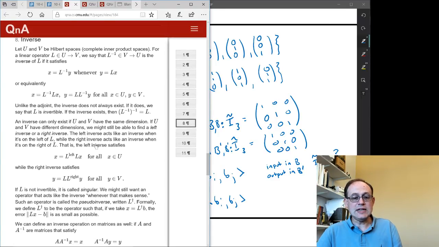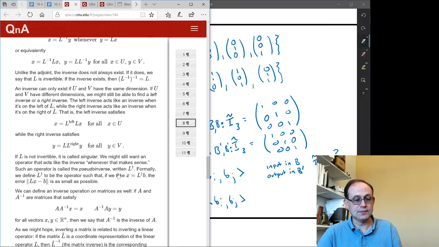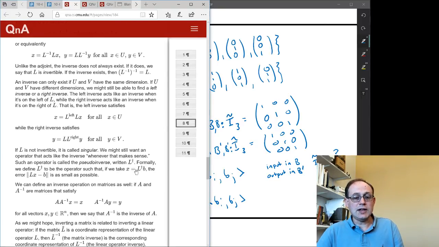The inverse can only exist if the two vector spaces have the same dimension. If they have different dimensions, we might still be able to find what are called a left inverse or a right inverse, which are basically things that satisfy one or the other of these two properties, but not both. Right? So I just wrote those again here. Not invertible, another word for that is singular.